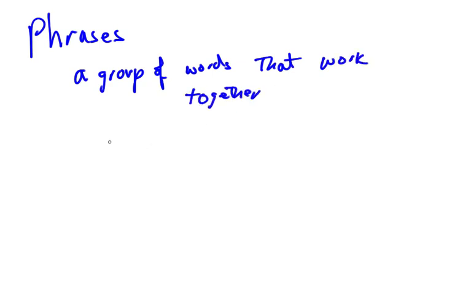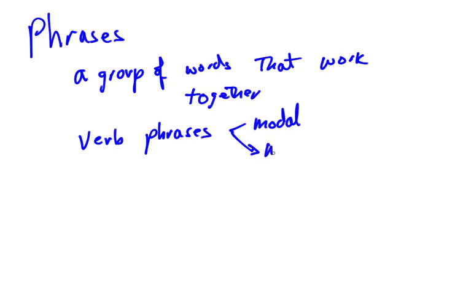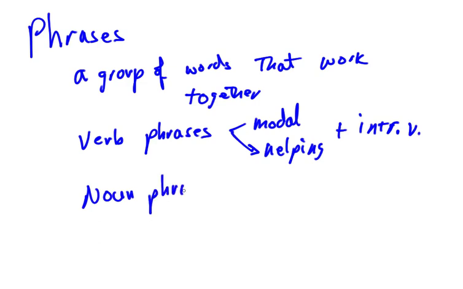Now we've already seen verb phrases, so this means several verb words that work together. We've seen it with modal verbs and or helping verbs, plus an intransitive verb. There are also going to be noun phrases, and that's what we're going to talk about next. Noun phrases, so it'll be a group of words that work together as one, and it's where a noun is in the sentence. And that's coming up.